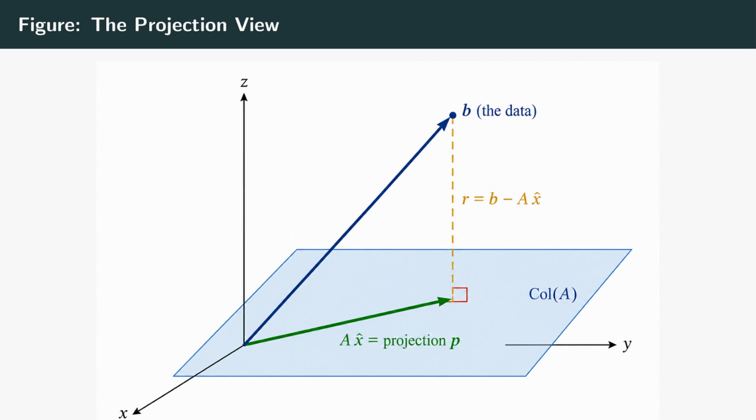So the flat scatterplot picture and this geometric picture are two views of one act. Fitting a line is dropping the data vector perpendicularly onto the column space. Regression is projection.